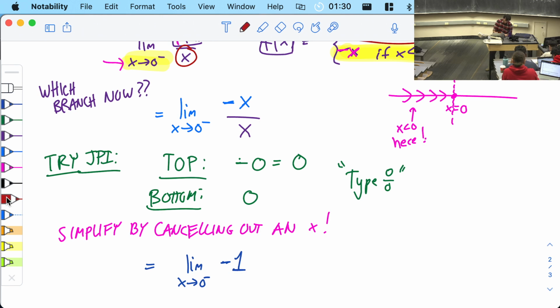So the only thing that sort of survives is that negative sign from the front. The x's cancel out, and you're just left with minus 1. And it seems a little silly in this case. It's exactly the same thing on the top and the bottom.